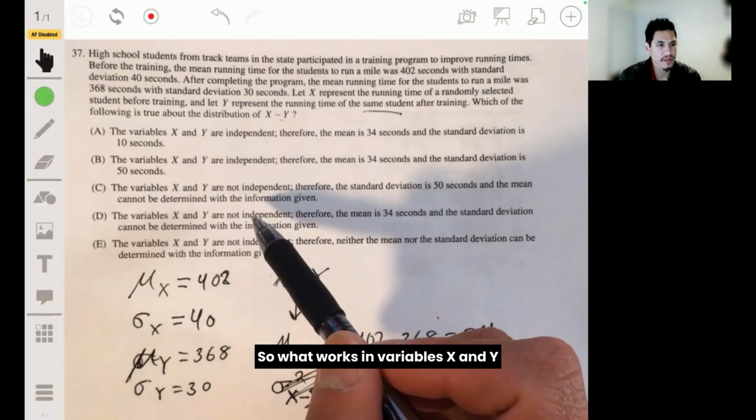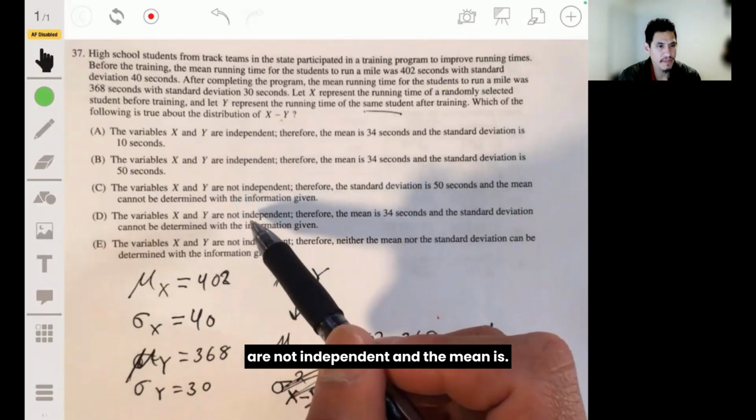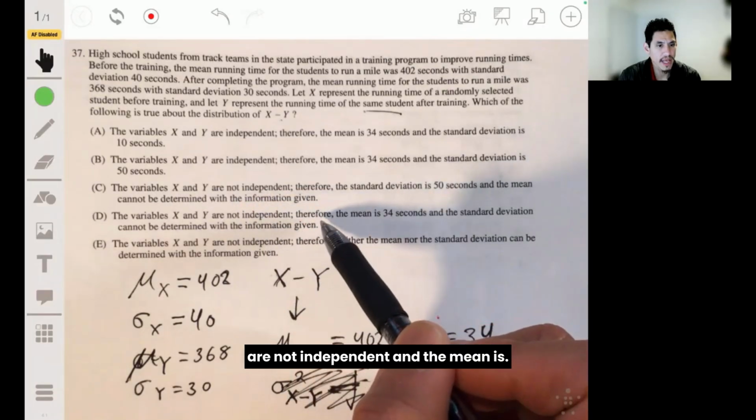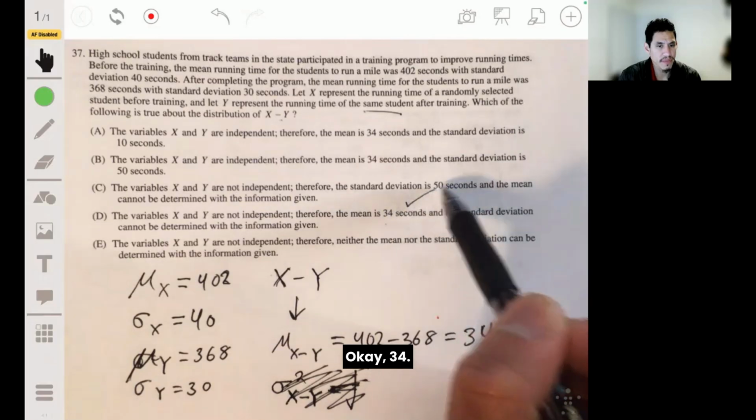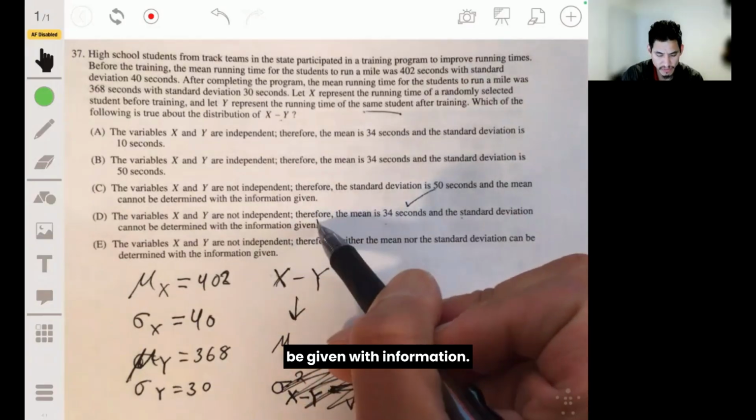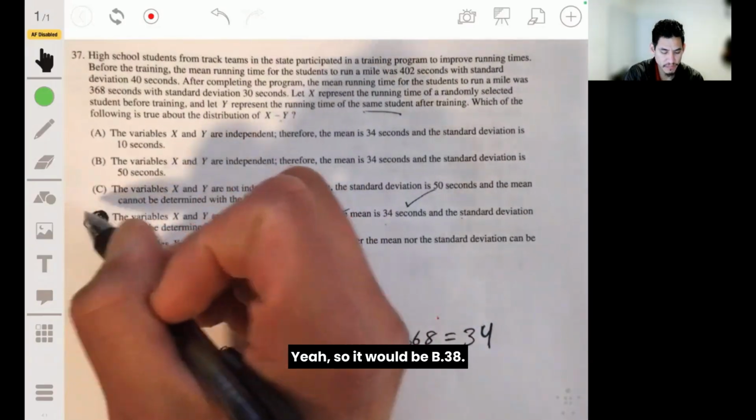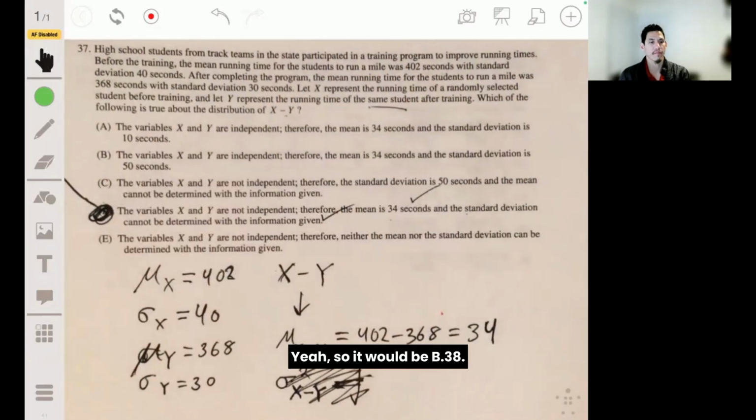So what would work? Variables X and Y are not independent, and the mean is okay, 34, but a standard deviation cannot be given with the information. Yeah, so it would be D. All right.